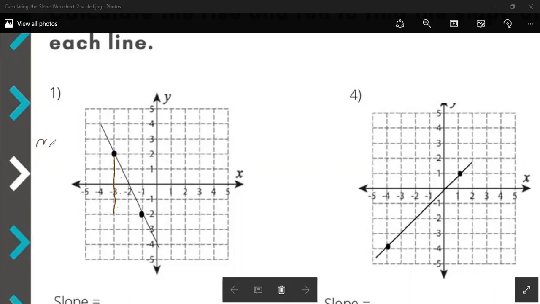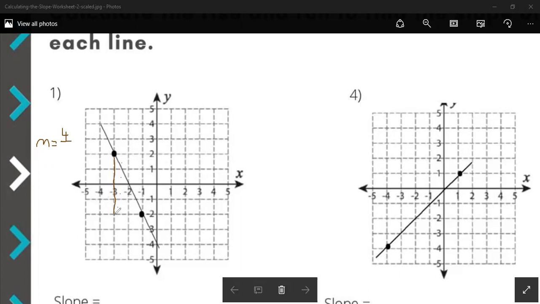So m is equal to the rise over run. The rise was 4 units. All right. So going up was 4 units, positive direction. So we have a +4. Going up is positive, 1, 2, 3, 4. So we have a +4.